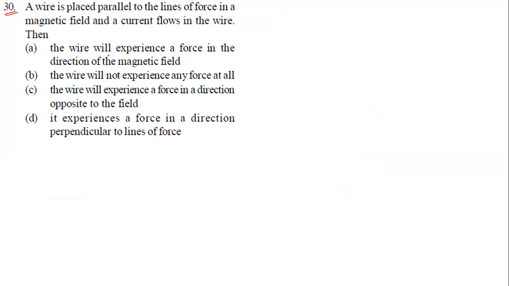So how can we imagine this? We are going to place a wire, parallel to the lines of force of what? The magnetic field. Let me indicate the magnetic field lines. These are magnetic field lines, and they are parallel. The red line indicates the wire, and the remaining blue lines indicate the magnetic field lines.